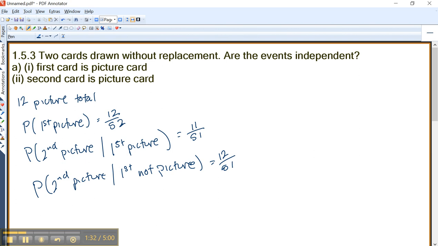So notice how these probabilities changed. The probability of a picture card overall is 12 out of 52. But for our second card, if we already got one picture card, it's 11 out of 51. But if we didn't get a picture card, it's 12 out of 51. So those probabilities are changing. So we know that it is dependent. They're affecting each other.